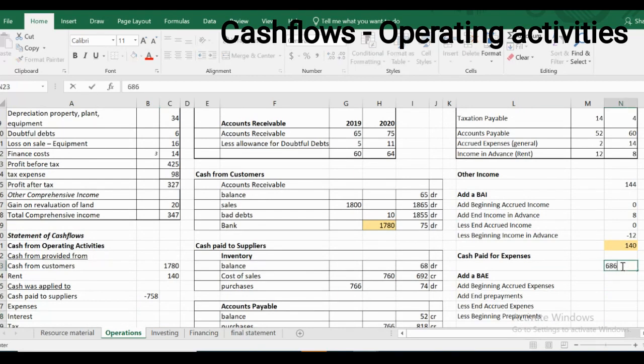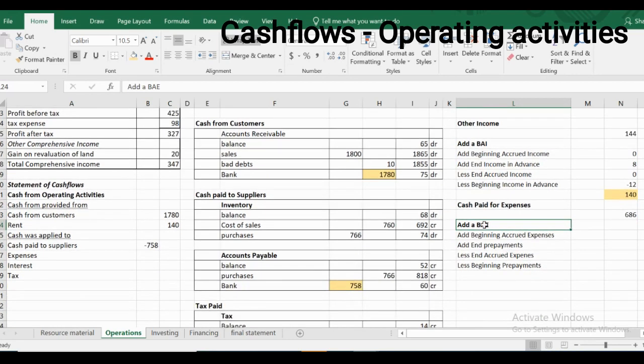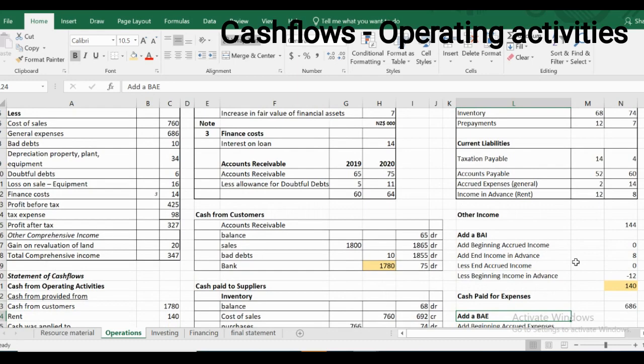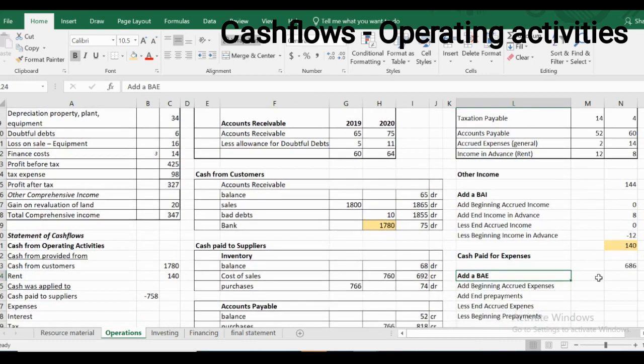So I'm going to do the same process. Instead of add a by, I've now got add a bay, add beginning accrued expenses. So I go up here, I have a look to see if there's any balance day adjustments. Now I've got both accrued expenses and I've got prepayments. And they've made it really clear here that the accrued expenses are to do with general. Sometimes you might find them might have interest written beside them, so you know that they're to do with interest and not the general, so you don't use them when you're working out the cash paid for the general expenses. In this case, they have. So I need beginning accrued expenses, which is 2.